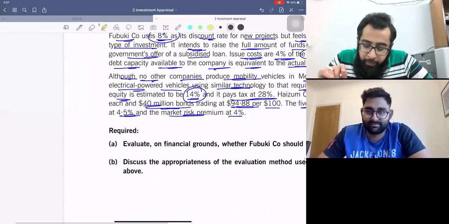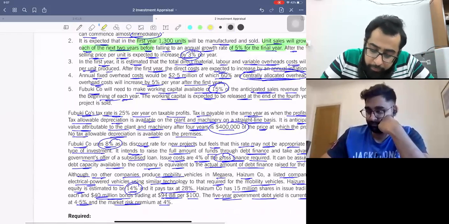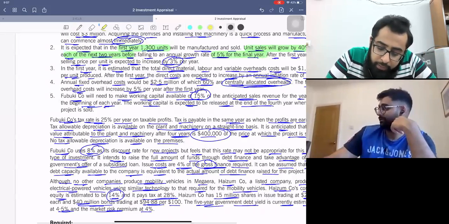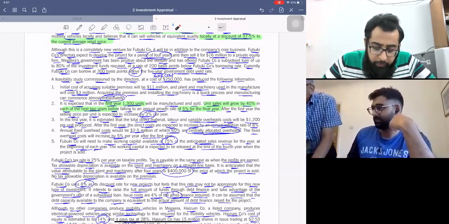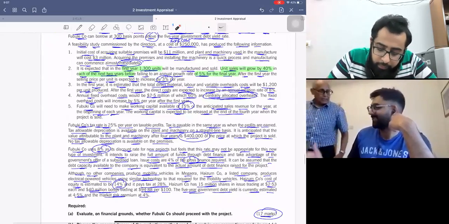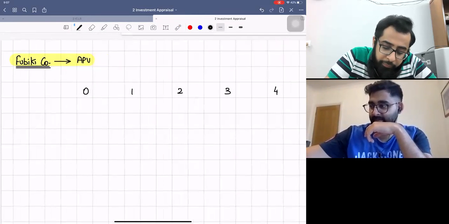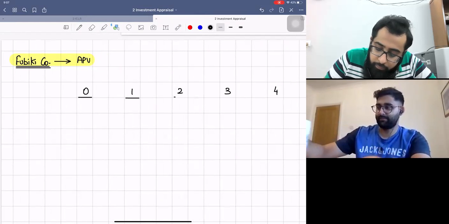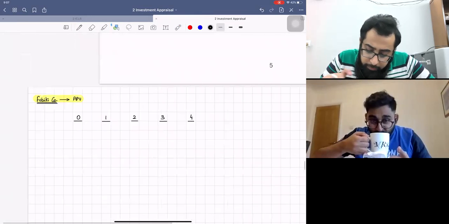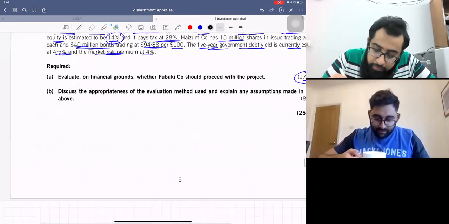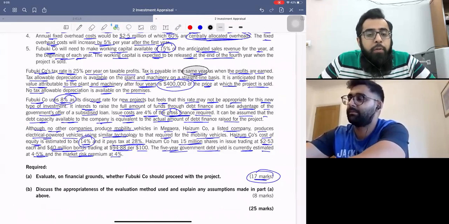Fubiki company APV. Now, let's start by thinking. The project is of 4 years. If I remember, we read it somewhere here. Yes. The project is of 4 years. Okay. So first of all, I will make a schedule: year 0, year 1, year 2, year 3, and year 4. Okay. Let's look at whether tax is payable in the same year or in arrears. Yes, tax is payable in the same year. Now, since the tax is payable in the same year, we don't need to make one extra year.